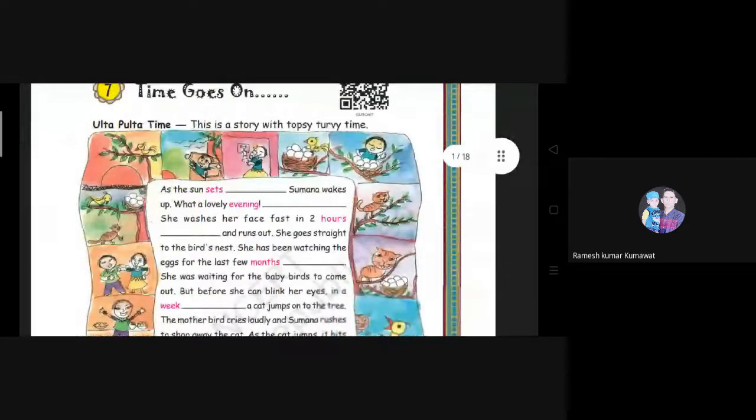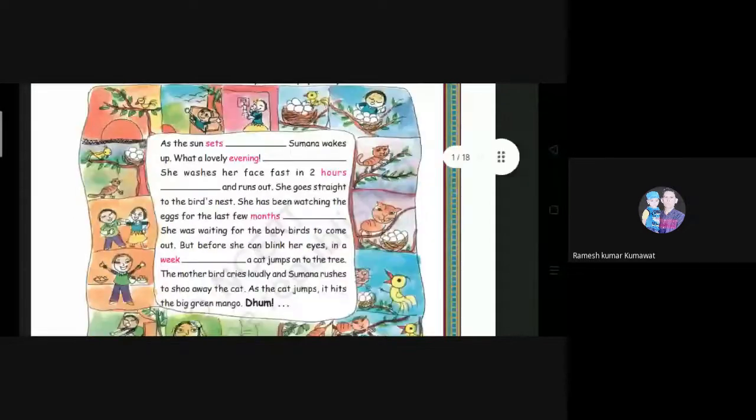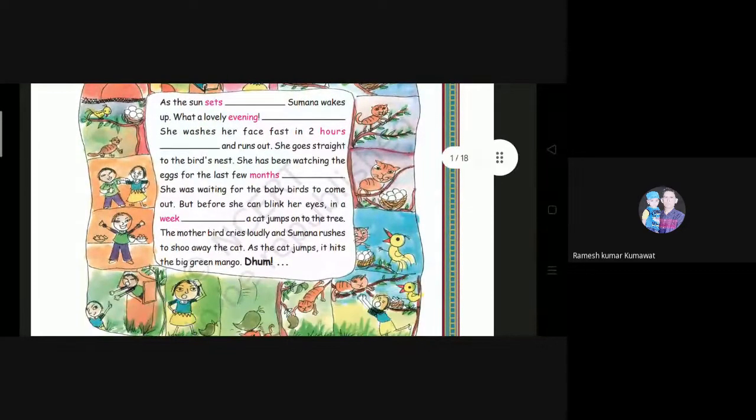Time goes on. This is a story with topsy-turvy time. See, as the sun sets, that Sumana wakes up. What a lovely evening. She washes her face fast in 2 hours and runs out. She goes straight to the bird's nest. She has been watching the eggs for the last few months. She was waiting for the baby birds to come out, but before she can blink her eyes in a week, a cat jumps onto the tree. The mother bird cries loudly and Sumana rushes to shoo away the cat. As the cat jumps, it hurts the big green mango too. See what happened?